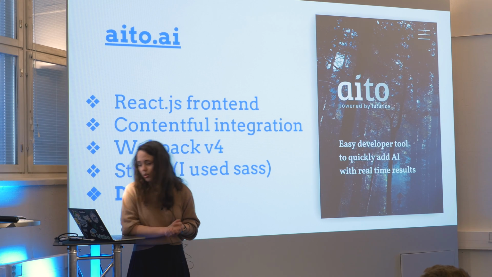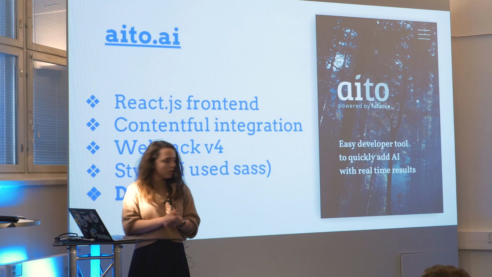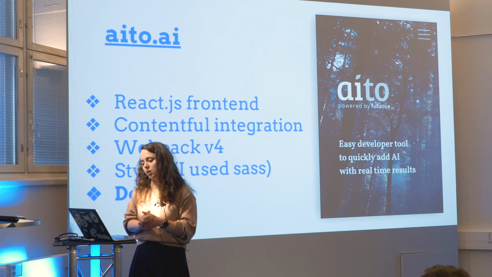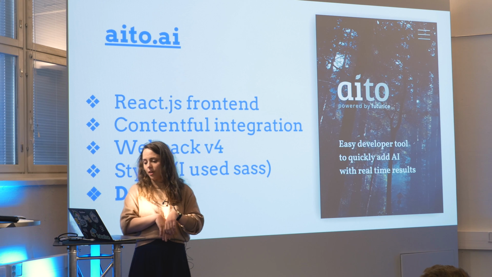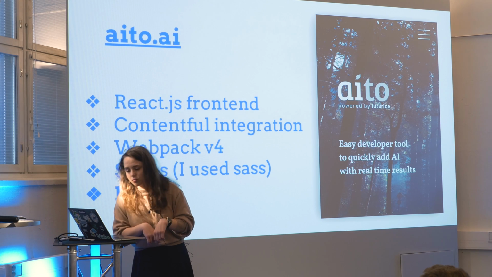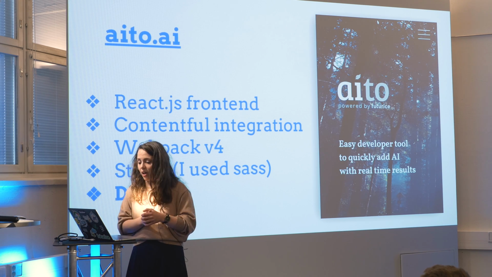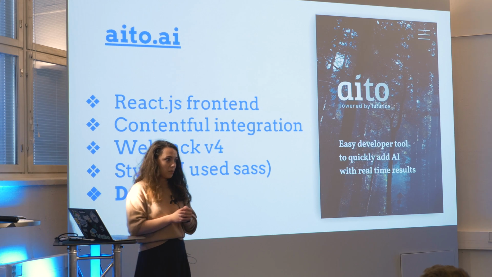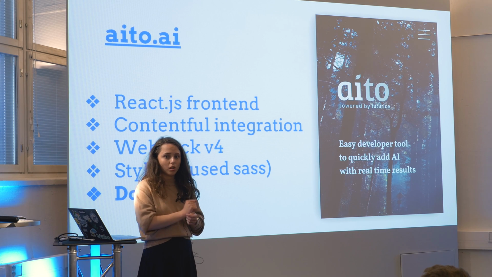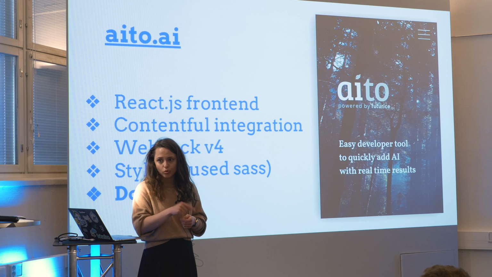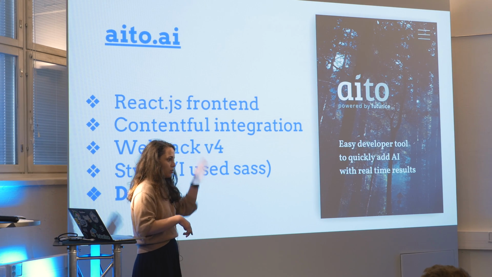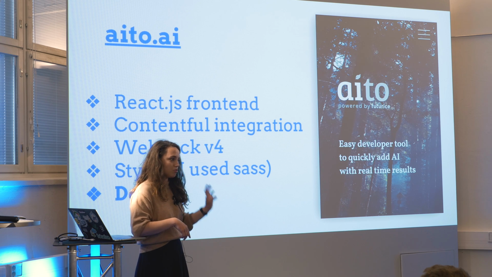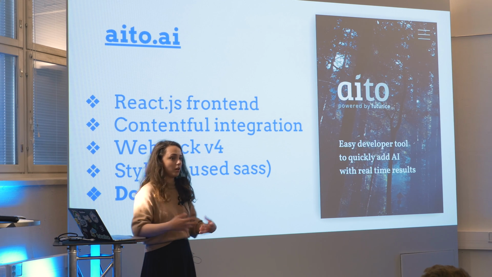So the project was React.js frontend with some Contentful integration. There was a Webpack 4 for bundling everything together. For the styles, I used Sass because why not? And documentation. Documentation was actually a big point in this project because I had to hand it over to the backend guy, as I said before, and it was very important so that he can do something and fix some minor parts of the project later on.